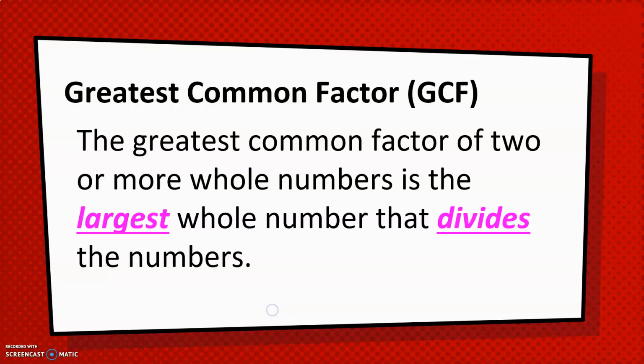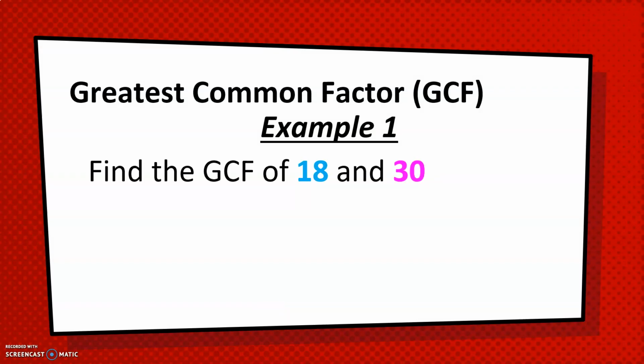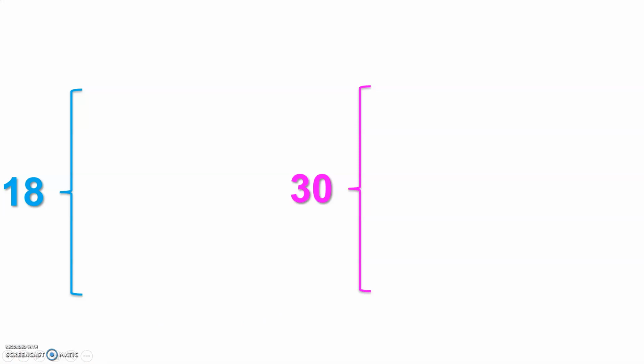Now, on the other hand, the greatest common factor of two or more whole numbers is the largest number that divides the numbers. It's the largest number that goes into both of the numbers that I start with. So this is done just a little bit differently. I want to find the greatest common factor of 18 and 30. I'm going to go to this page where I have 18 over here and 30 over here, and I'm starting this kind of like a family tree almost.